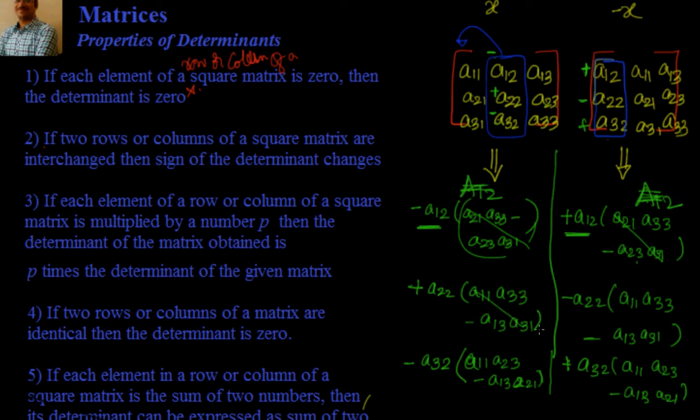You can see A11 A33 minus A13 A31, the same in both; A11 A23 minus A13 A21, the same in both. What is changing? Minus is becoming plus, plus is becoming minus, minus is becoming plus. That means it's proven that if you take a row or a column and interchange it, the determinant sign changes. If you do it two times, the sign changes two times, which means it will again retain the original sign.